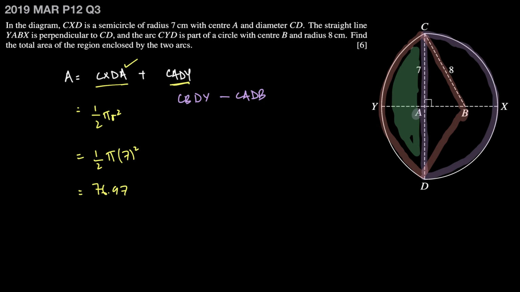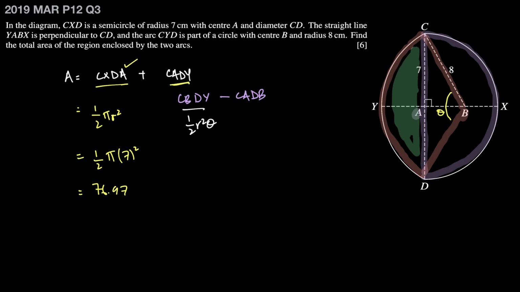Now, let's first calculate the area of the sector CBDY. The area of a sector is given by the formula half r squared theta, where theta is in radians. We already know this formula. Now, how do we figure out the angle theta over here? This is the angle we need to figure out.